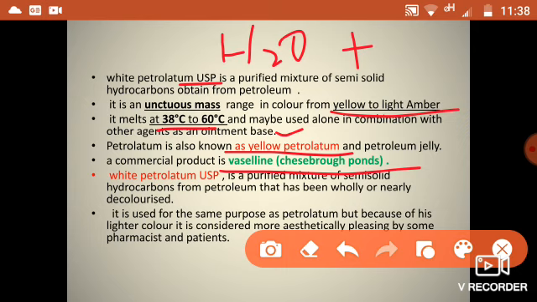Okay. White petrolatum USP is a purified mixture of semi-solid hydrocarbons from petroleum that has been wholly or nearly decolorized. As yellow petrolatum is of yellow color, we cannot say that it was decolorized. But in case of white petrolatum, it is decolorized, so it cannot have any color. But you can add color according to patient preference, according to the use, according to application, or maybe a color having some therapeutic effect. It is used for the same purpose as petrolatum, but because of its lighter color, it is considered more aesthetically pleasing by some pharmacists and patients.